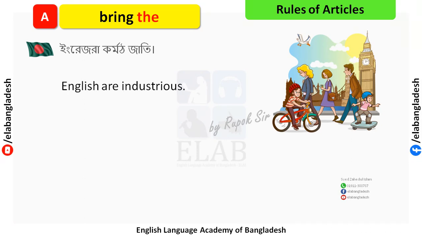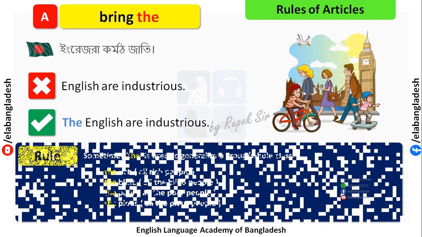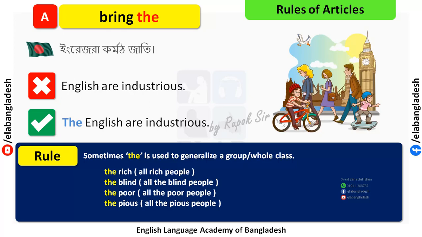English are industrious. The English are industrious. Sometimes the is used to generalize a group or whole class. The rich, all rich people. The blind, all blind people. The poor, all the poor people. The pious, all the pious people.